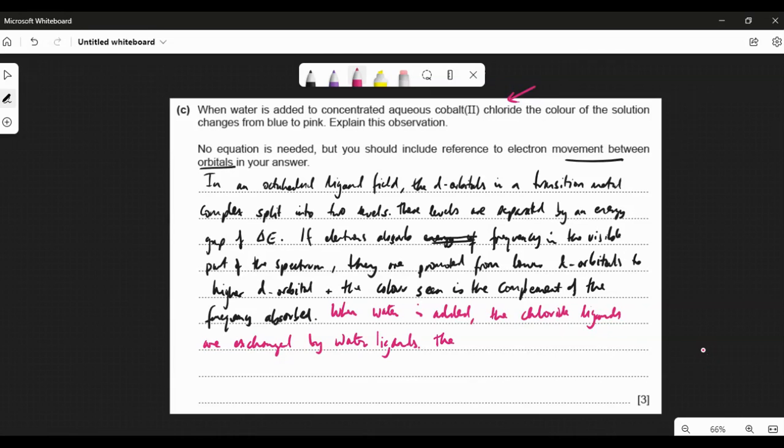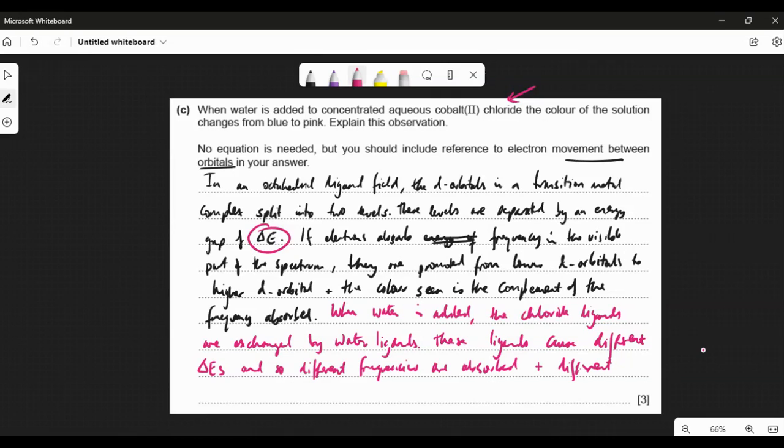These ligands cause different delta E's. I don't have to explain that because I've explained it already. These ligands cause different delta E's, and so different frequencies are absorbed and different colors seen. That's definitely worth 3 marks.